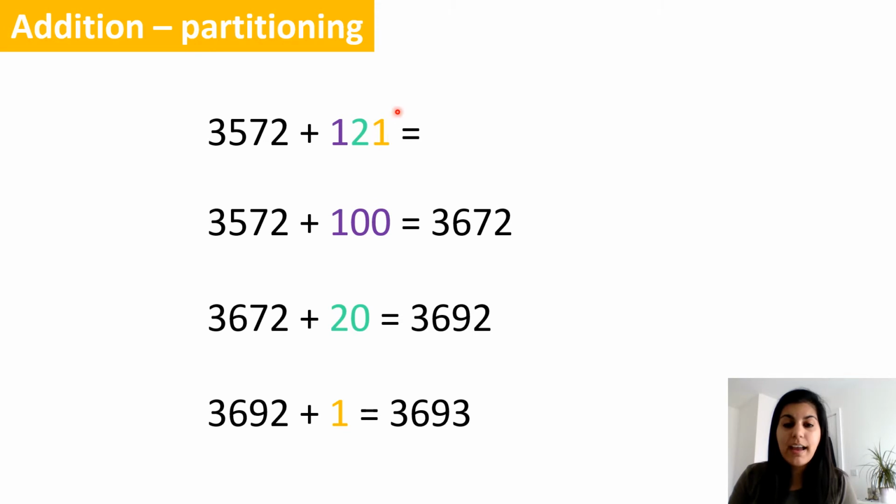And lastly, I add my ones. So I add my ones digit, I look at my ones column, only my ones column is changing, and my answer is 3,693. So have a look at what we've done. When we've partitioned, I've split my number into the hundreds, tens, and ones, and done it in 3 different steps.